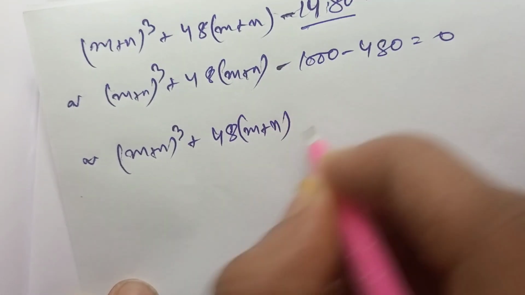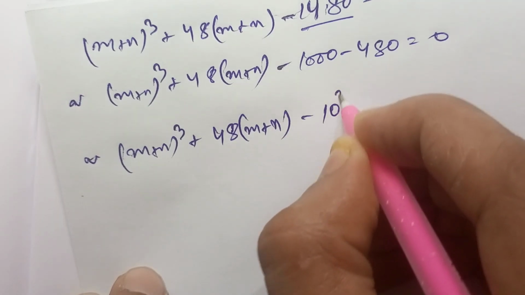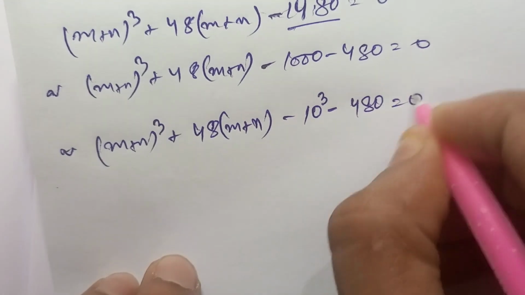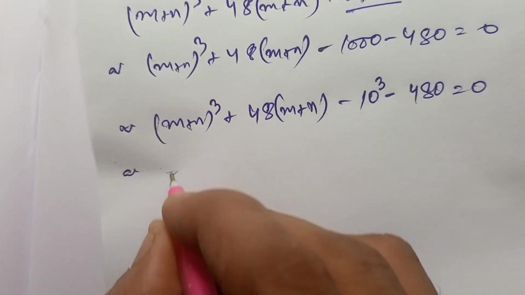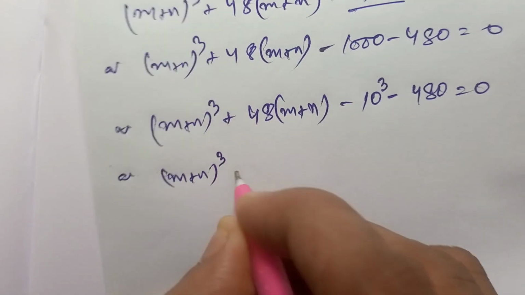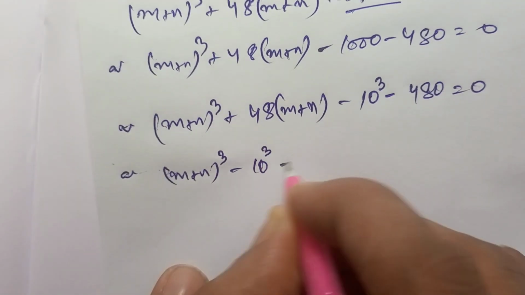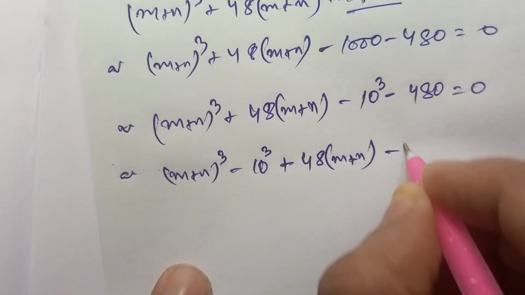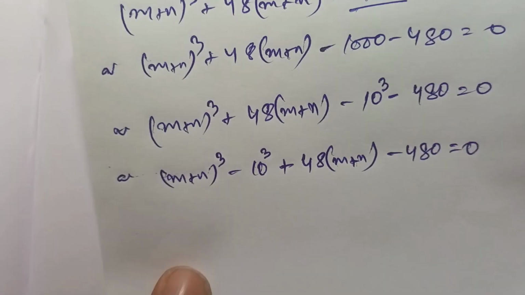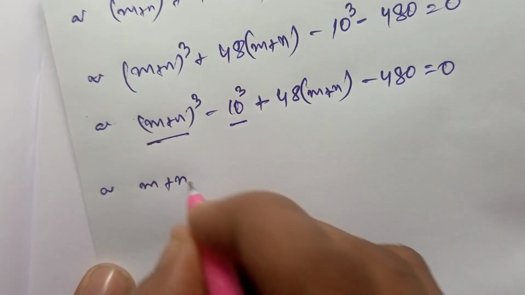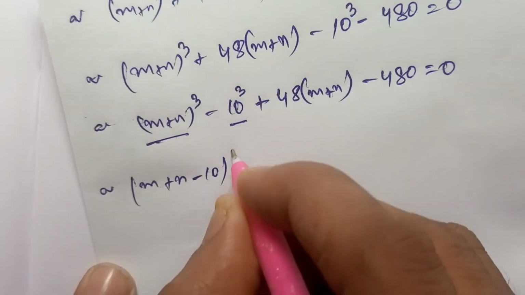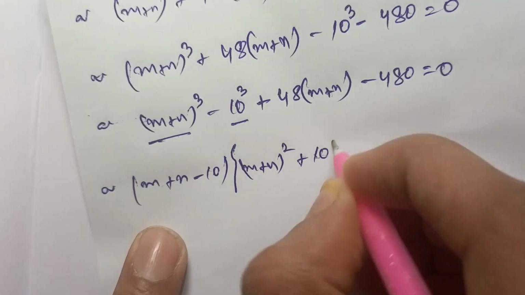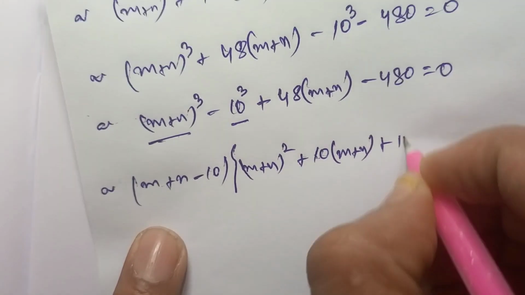Now take (m+n)^3 + 48(m+n). If we break it, the 1000 we can write as 10 to the power 3, minus 480 equal to 0. So we take all the cube terms aside to break them with the formula, and plus 48(m+n) minus 480 equal to 0. Now (m+n)^3 minus 10^3, we can break using the formula of a cube minus b cube. The formula is (a minus b), which is (m+n minus 10), and in the bracket a square plus ab plus b square.